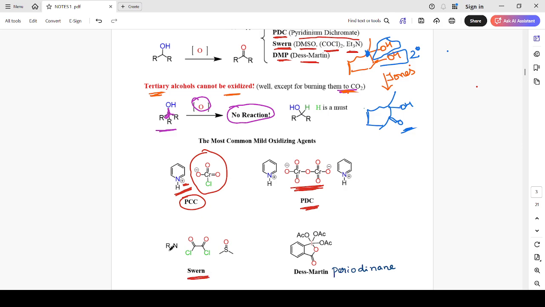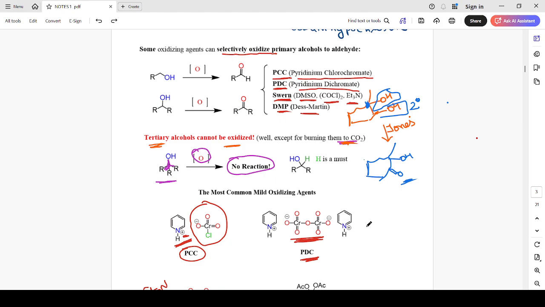Swern oxidation. We said R3N or Et3N, anything, some base I have. Dimethyl sulfoxide, DMSO. This is the structure of DMSO, and this is COCl twice, carbonyl chloride. Now this is Dess-Martin periodinane. You can see this iodine is present here, so we call it Dess-Martin periodinane. All these things are mild oxidizing agents only.